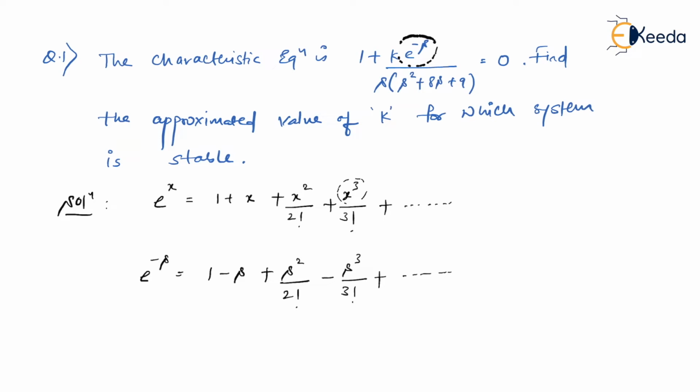As I said, after going for a Taylor series, let us approximate the value of e to the power minus s. So what I can do is assume e to the power minus s is equal to 1 minus s, and I'll ignore the rest of the terms. Why am I ignoring the rest of the terms? It is just because I don't want to make this problem complex, and otherwise what is really asked of me is not the exact value of k, but the approximated value of k.